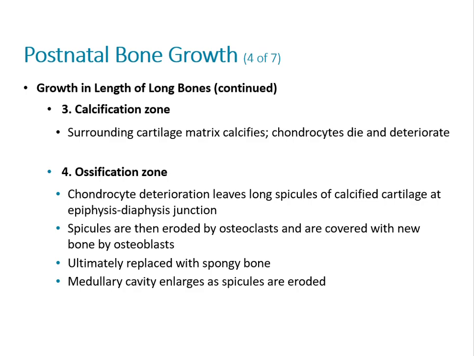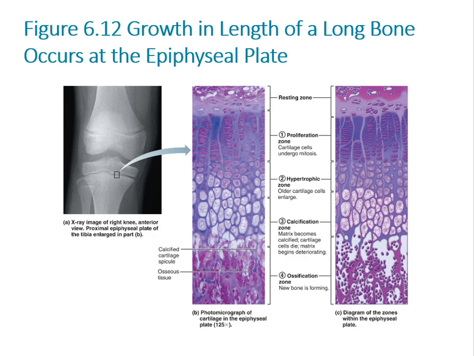And we're starting to see calcified cartilage at the epiphyses diaphysis junction, or into the long bone next to the shaft junction. Spicules are then created by erosion thanks to osteoclasts, and then they're covered with new bone by osteoblasts. So this is ultimately replaced with spongy bone. We also will see the medullary cavity enlarge as these spicules are eroded, so the medullary cavity grows along with bone lengthening. So here we're taking a look at those zones, at essentially bone lengthening that occurs at the epiphyseal plate, thanks to the remnant of hyaline cartilage left over from endochondral ossification.